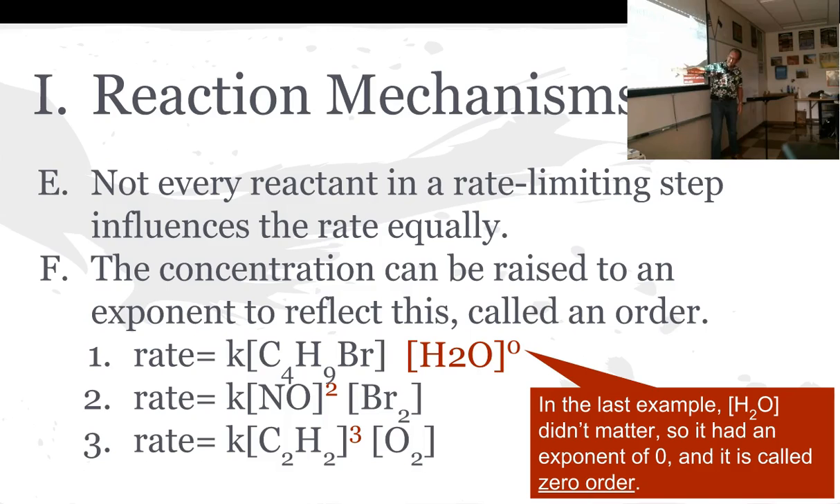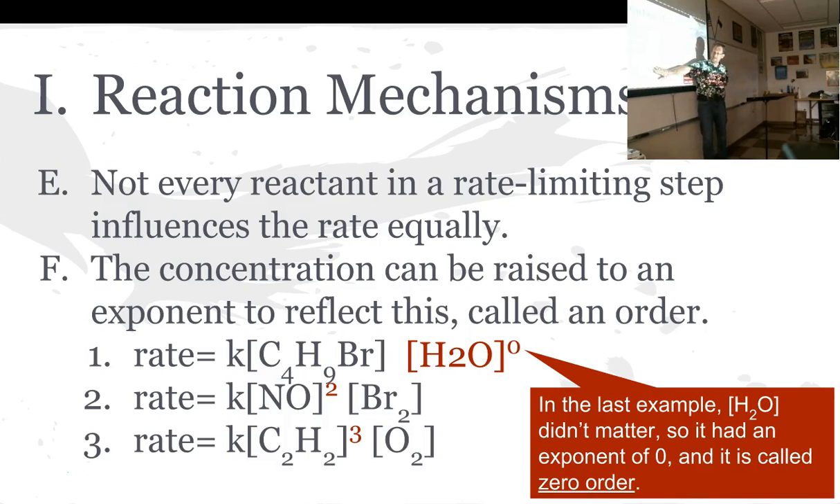And in this next example here, where the concentration of nitrous oxide is raised to the second and bromine is 1, what would we call this? If this is 0 order and this would be first order, this would be second order. Wow, he's smart, right? Okay, yeah. So whatever the exponent is, it's that order, okay? They just call it an order, it is an exponent.